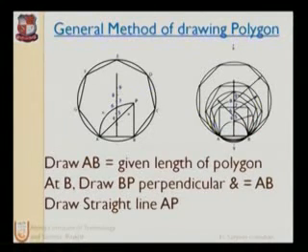At point B, first we have to create the bisector. In the very first method, from B we draw BP, which is perpendicular and equal to AB. On the next step, draw line AP, and on line AP we get a point. Just mark the point as 4.